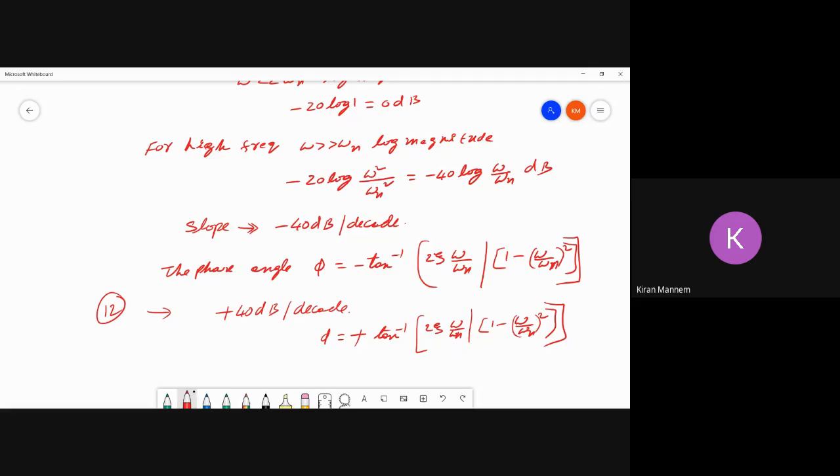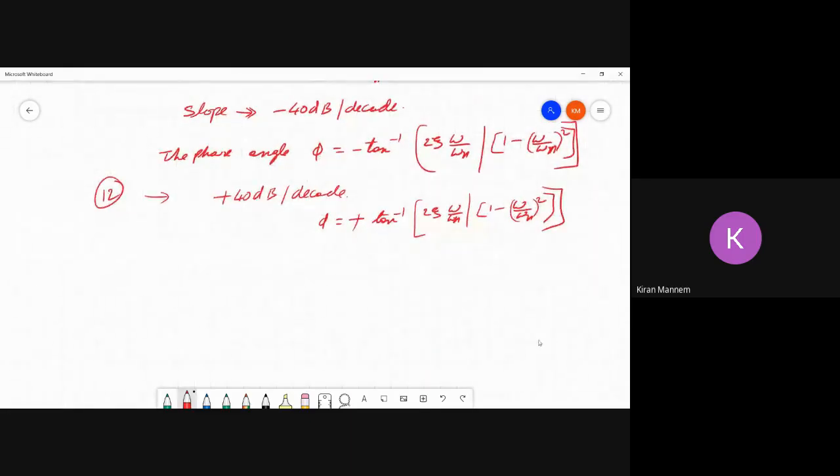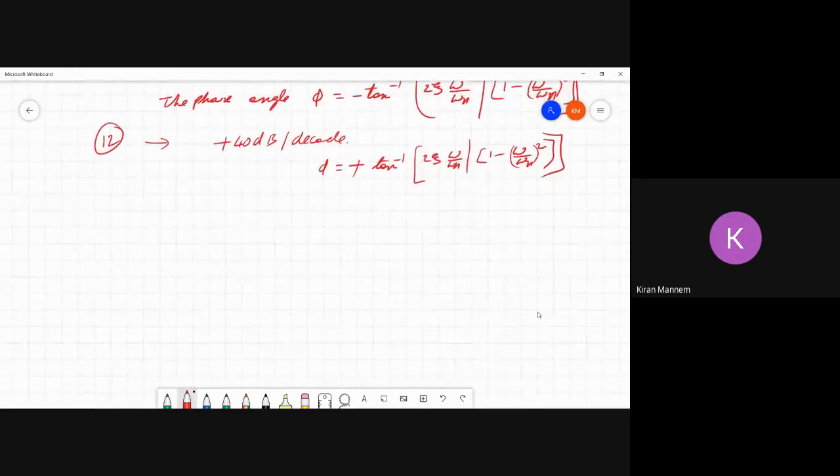So if there are no questions, let us move on to the next step. So all of you studying general procedure for constructing Bode plots. Next step in this Bode plot. So let us summarize all the points for constructing Bode plot.